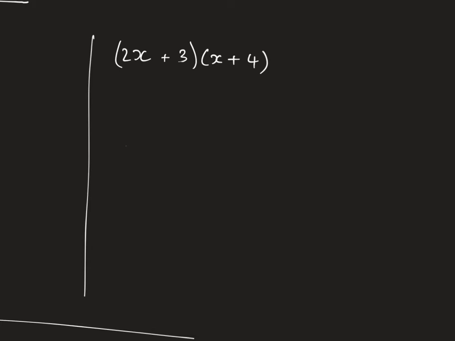Now, what happens if we factorize quadratics that don't have just an x squared? They have a number in front of them. Well, I'll give you an example of a pair of brackets that would give us not just an x squared, but a number in front of it. So let's have a look at this.